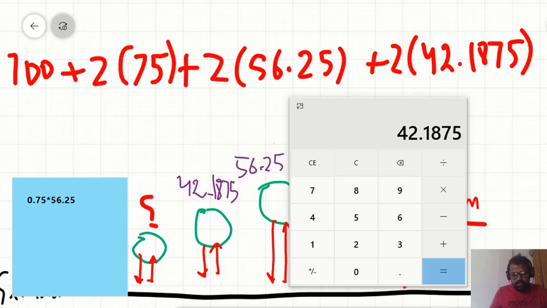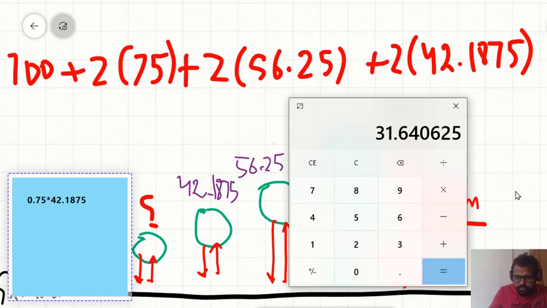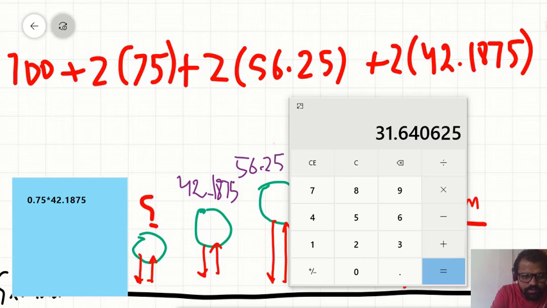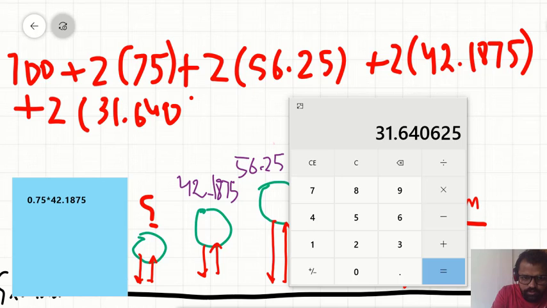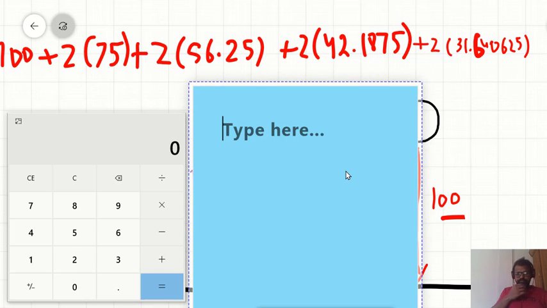Again, this is 75% of 42.1875. So that means you have to multiply it by 0.75, right? 0.75 times 42.1875, and this is 31.640625. So plus 2 times 31.640625. Two times 75 equals 150, and don't forget the 100.